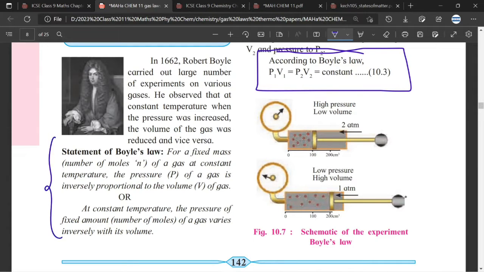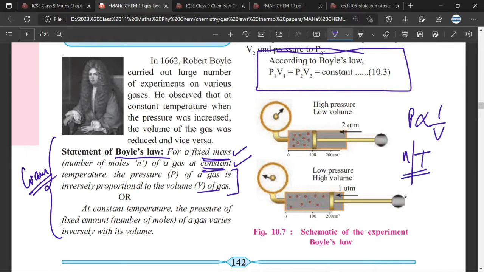You should cram this definition of Boyle's law. For a fixed mass of gas at constant temperature, this is how it is written: the pressure of a gas is inversely proportional to volume. Usually what students do is write that the pressure is inversely proportional to volume. But that is not Boyle's law. In Boyle's law, the number of moles and the temperature have to be kept constant. Only then is the pressure inversely proportional to volume. Any doubt?